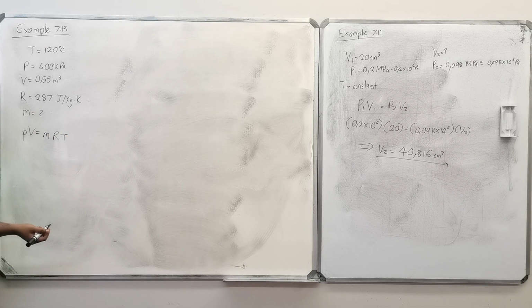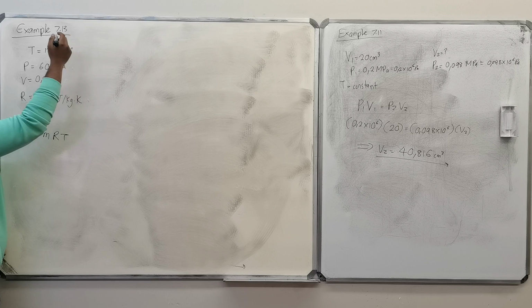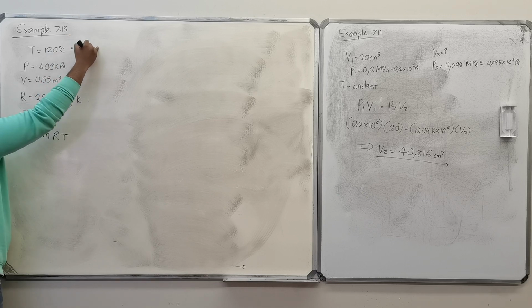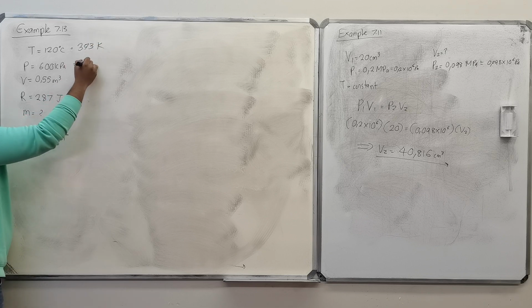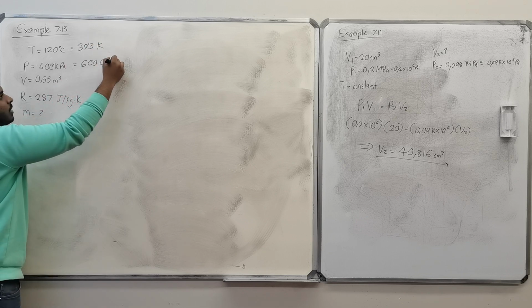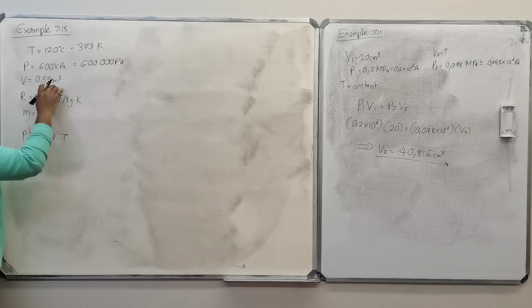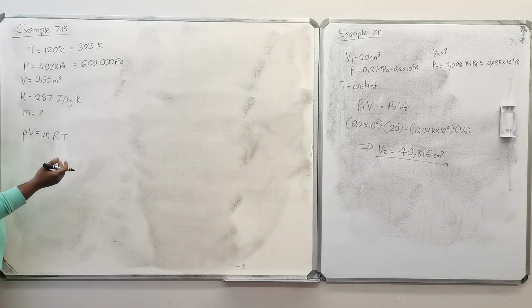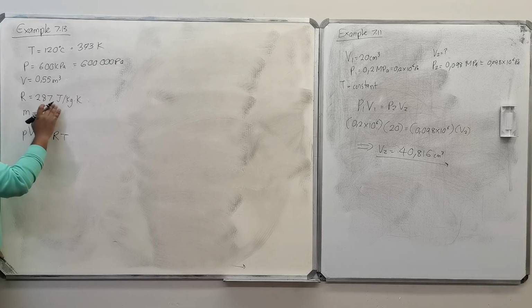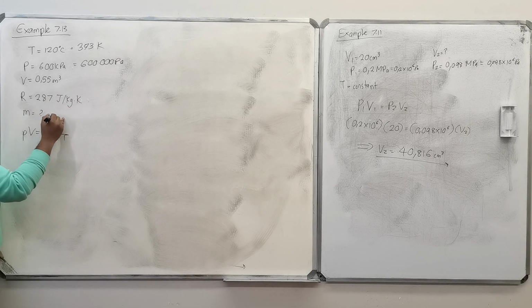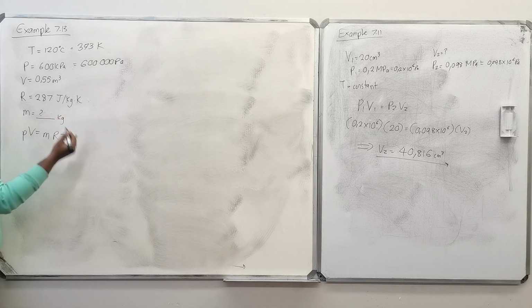PV is equal to mRT. What do you need to do first? Put everything in the right units. Temperature is supposed to be in Kelvin, so this is 393 Kelvin. Pressure is 600,000 Pascals. Volume must be in meters cubed. R must be in joules per kg per Kelvin, so the units of mass will come out in kg.